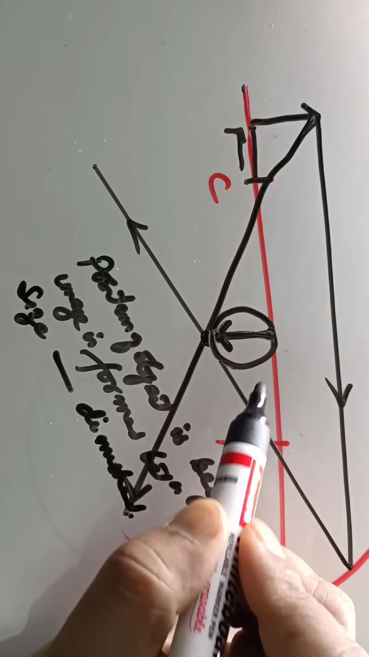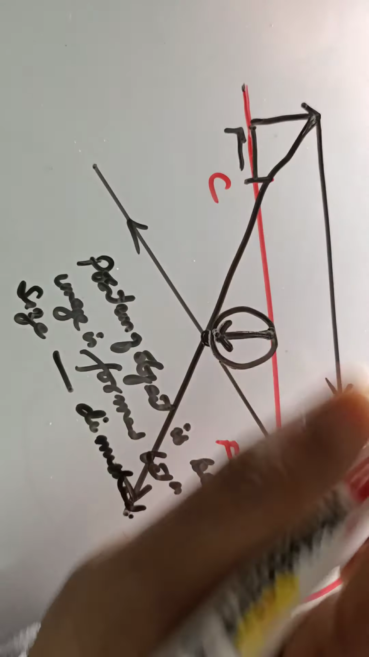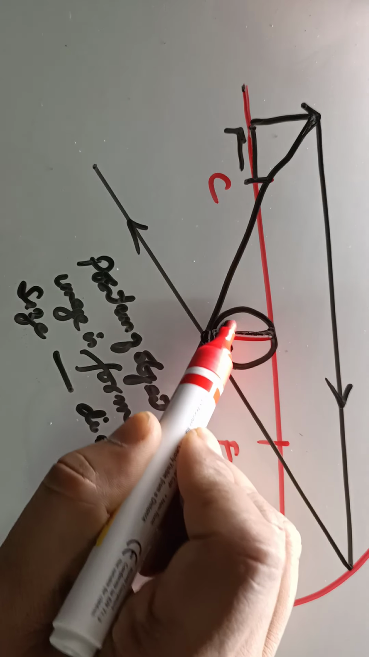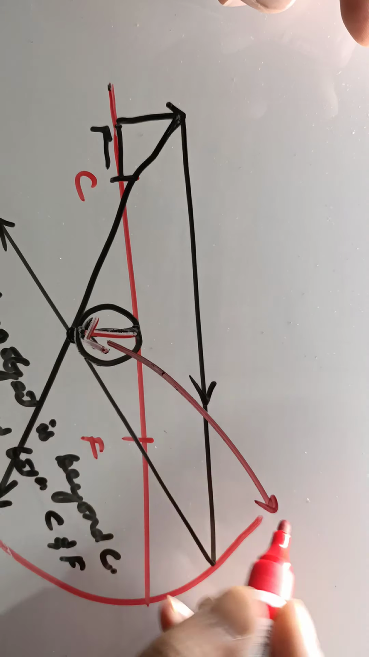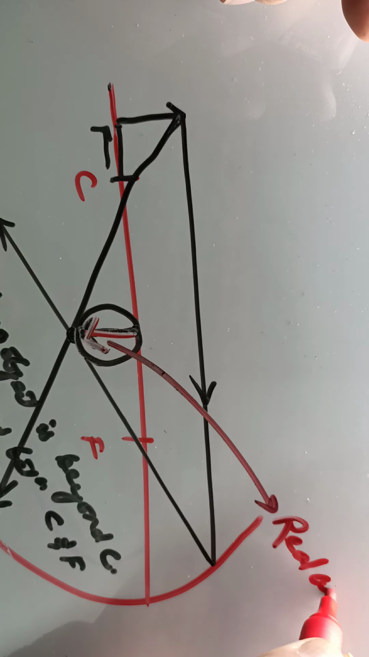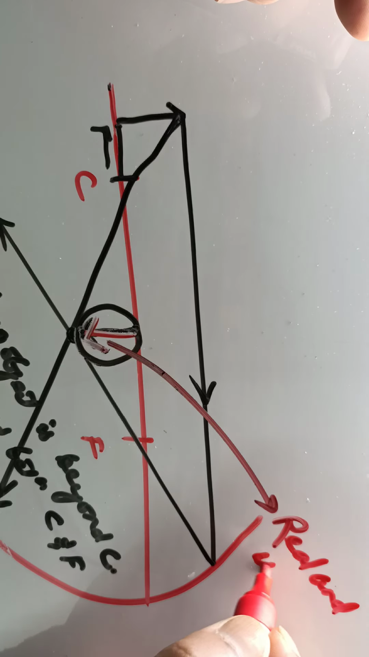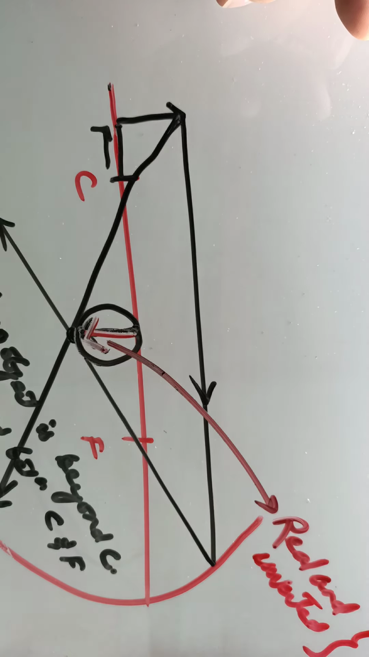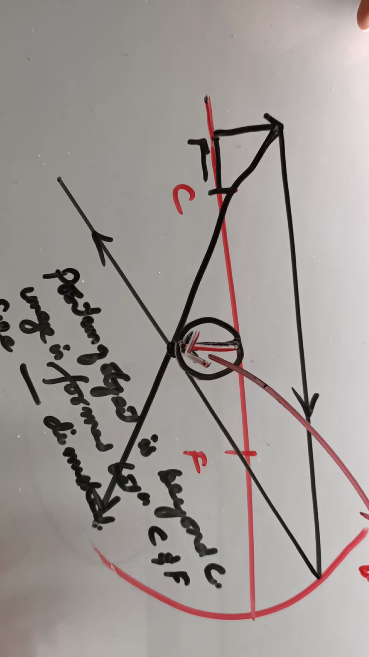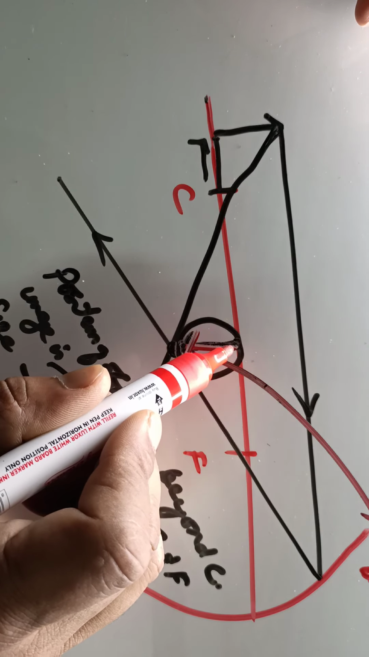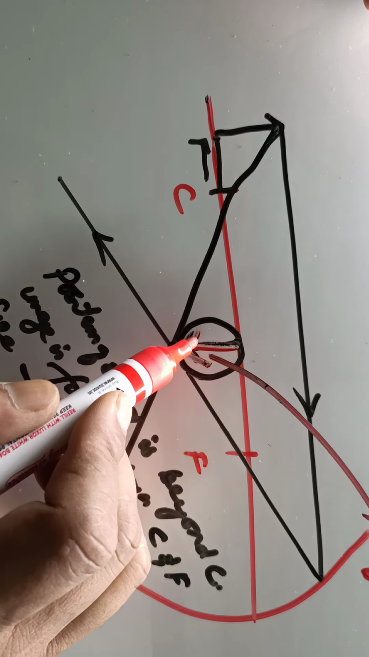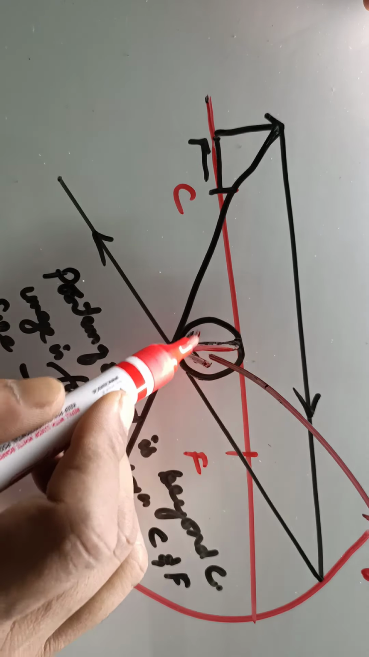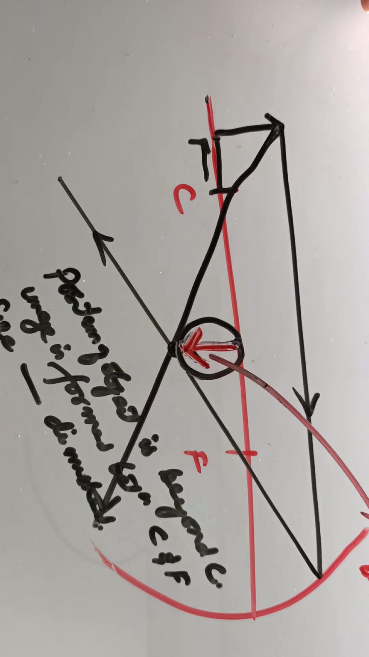Now remember, it is formed below the principal axis, and since it is below the principal axis, it will be inverted. And it is inverted, so the nature of the image will be real and inverted. Very important to note that all the images formed below the principal axis will be real and inverted. In case of a mirror, the image formed below the principal axis will be inverted, so the nature will be real and inverted. So this is the second position.